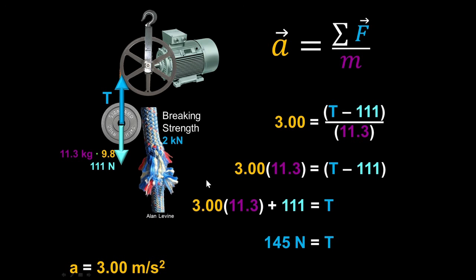Another way you might see this problem is, say this rope here has a breaking strength of 2 kilonewtons, 2,000 newtons. The question now would be, how fast can you accelerate that mass up before the rope breaks? What's the threshold here? It's going to be the exact same situation, except this time we want to find the acceleration, and we know that threshold tension. As long as the tension was less than or equal to that, we wouldn't break the rope. And I'm not solving that for you here. I'm just showing you how to set up that problem.